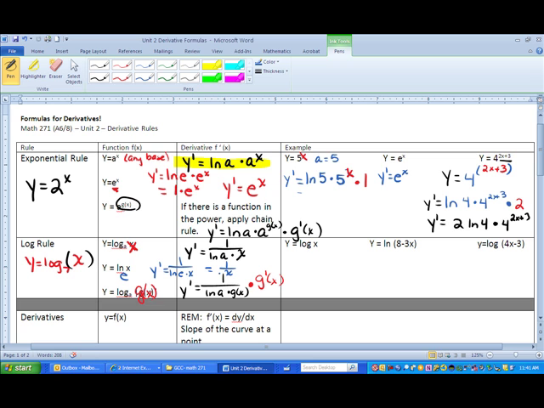Alright, so let's use that. First of all, just y equals log of x. And you need to know what base this is. Since there's no base given, it's a common log, which is base 10. So the derivative would be 1 over the ln of 10 times x. It is important that you don't say the ln of 10x. It's the ln of 10 times x.